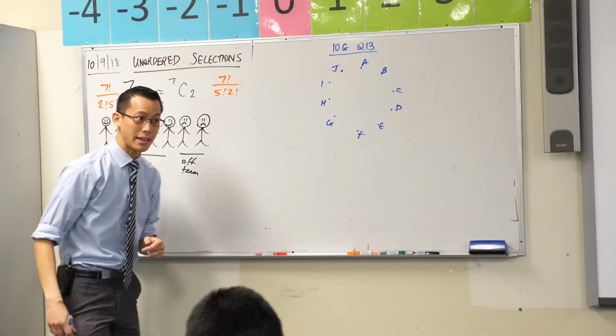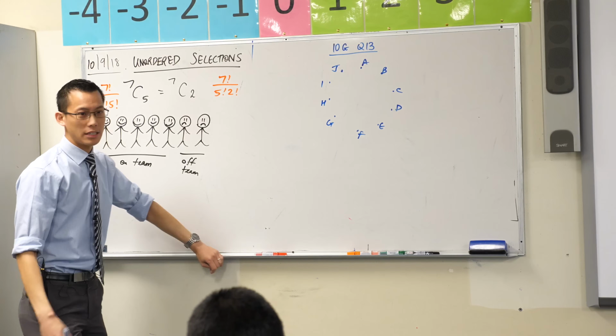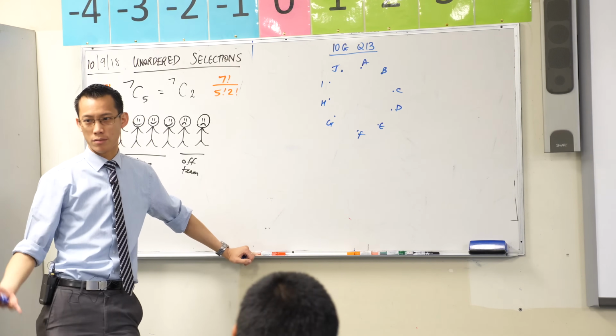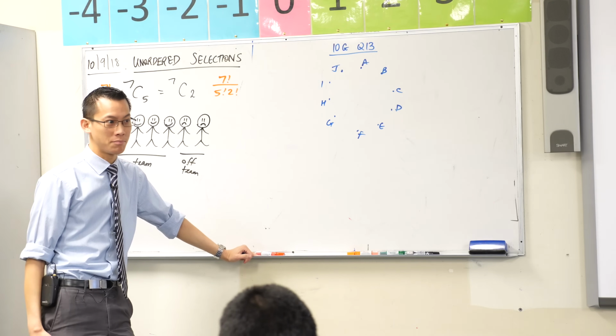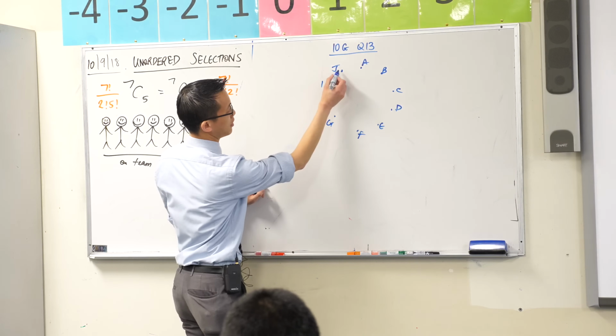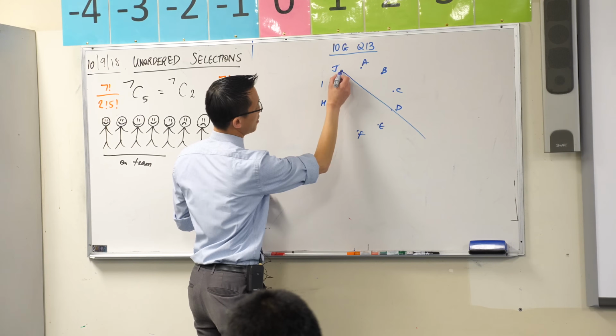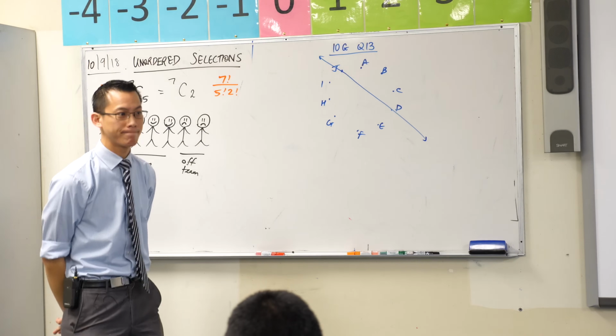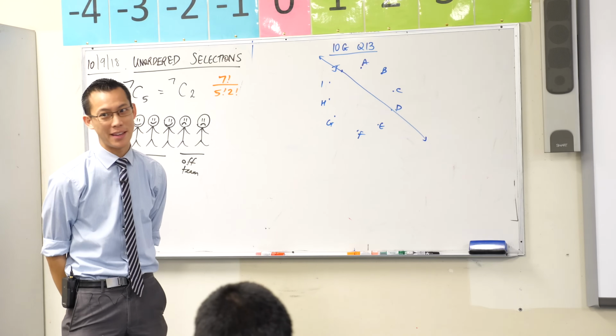Here are my 10 points, each of which is labeled. Now, give me an example of one of the lines that you could choose. Anyone? Any random? JD. JD, here it is. There's one of the lines, okay? Happy times. Give me another one. It's not that hard, really. You can pick any one you like.